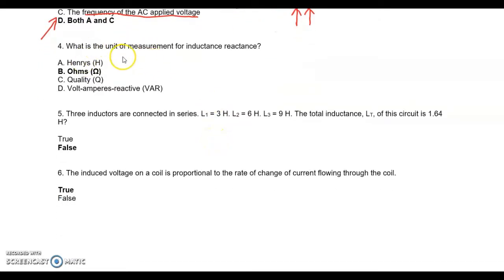What is the unit of measurement for inductive reactance? Inductive reactance is, again, the current limiting thing in an inductive circuit, so it is measured in ohms.